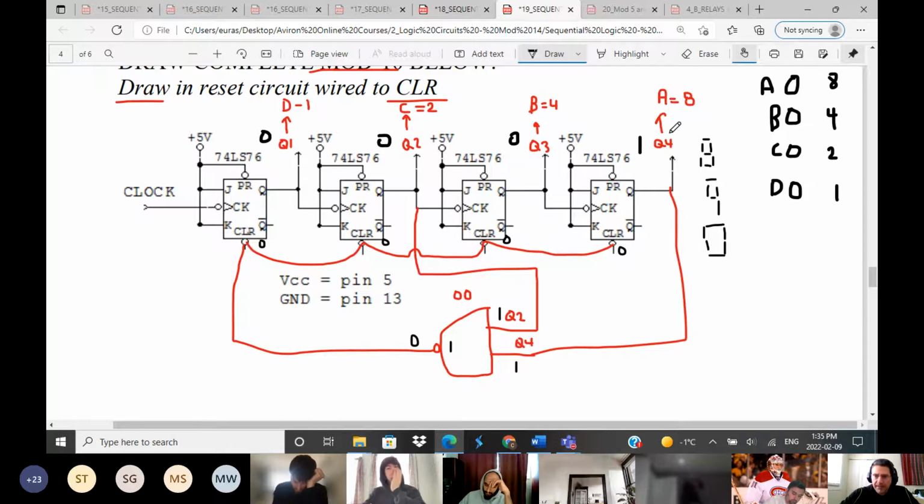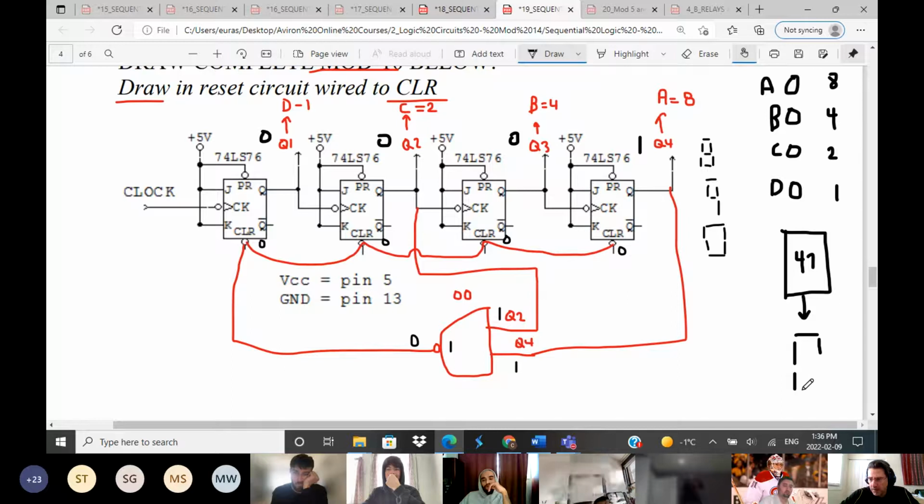So at the count of 8, this light is on, and these 4 binary digits are going to go to our 47 decoder, and the 47 decoder is going to be wired to our 7-segment display. So if we enter a 1, 0, 0, 0, we're going to display an 8.